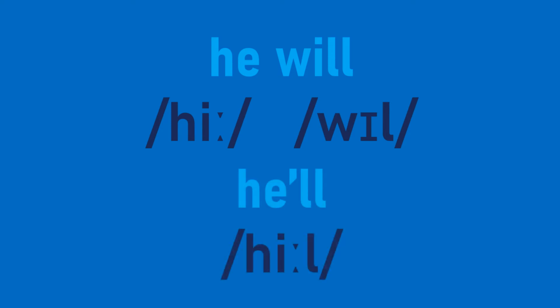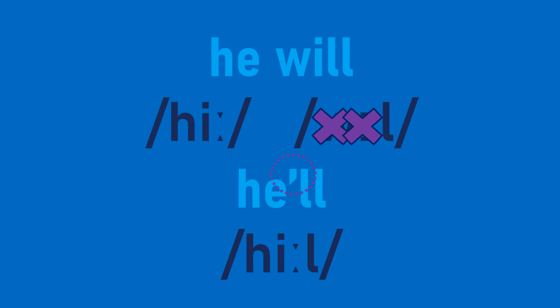Contracting that though, it becomes he'll. He'll. So how do we achieve this contraction then? 2 things. We lose the w and we lose the I, and we keep everything else simple. So he will becomes he'll. And really that's one syllable, so don't try to make a gap or a break after that vowel. Just let it run through, he'll.